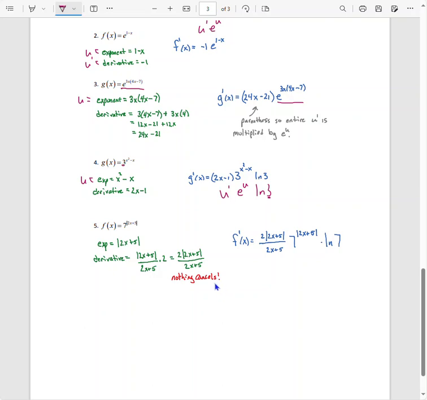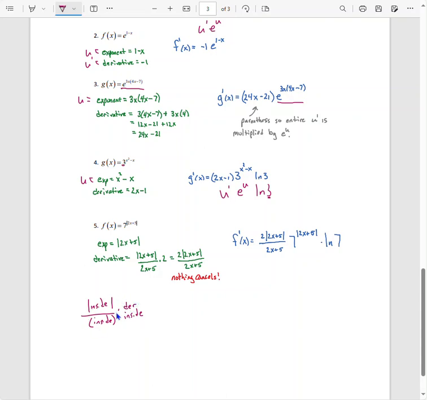base of 3. Here we have 7 to the power of the absolute value of 2x plus 5. My exponent is the absolute value of 2x plus 5. The derivative of an absolute value is always the absolute value of the inside over the inside itself. All right, absolute value. So times the derivative of the inside.